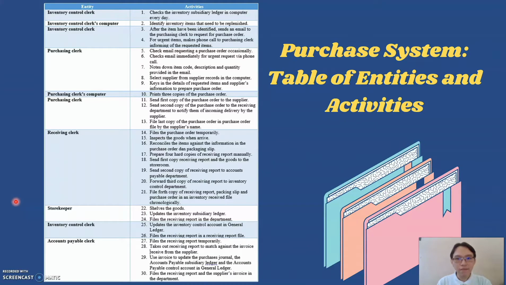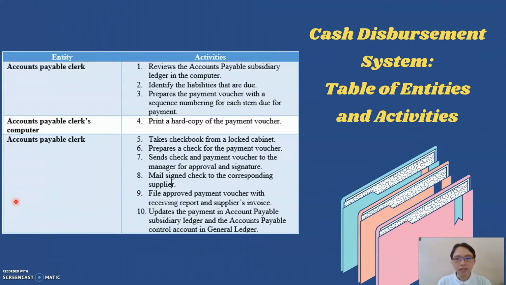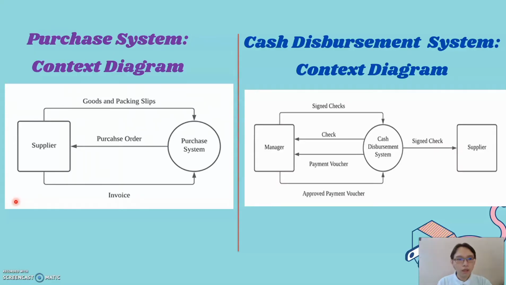This is the table of entities and activities for the purchase system inside the Sampin and Songket enterprise. There are 30 activities performed by each entity. This is the table of entities and activities for the cash disbursement system inside the Sampin and Songket enterprise. There are 10 activities performed by each entity. This is the context diagram for the purchase system and the cash disbursement system.